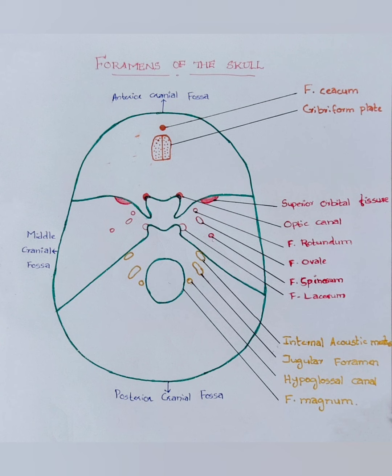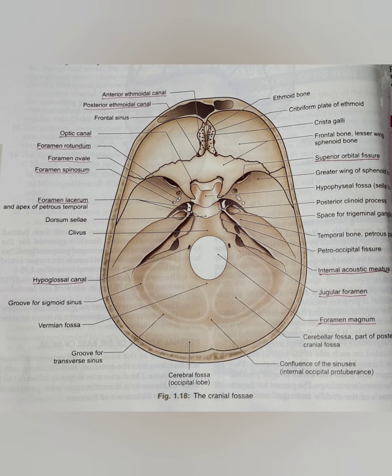So, it would be better to summarize once more. In the anterior cranial fossae, we have foramen cecum, anterior ethmoidal canal and posterior ethmoidal canal. In middle cranial fossae, we see superior orbital fissure, optic canal, foramen rotundum, foramen ovale, foramen spinosum and foramen lesserum. In the posterior cranial fossae, we have the internal acoustic meatus, jugular foramen, hypoglossal canal and the foramen magnum. This is the diagram of the cranial fossae given in Chaurasia. So now, I hope you all are able to identify the foramens here.